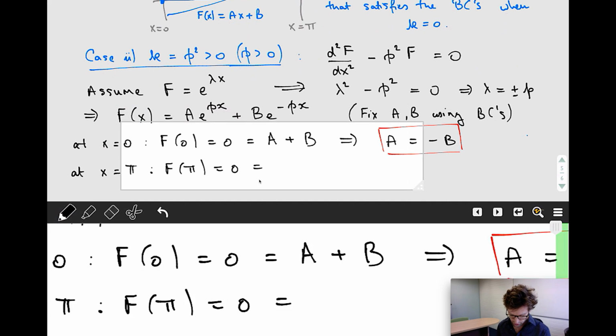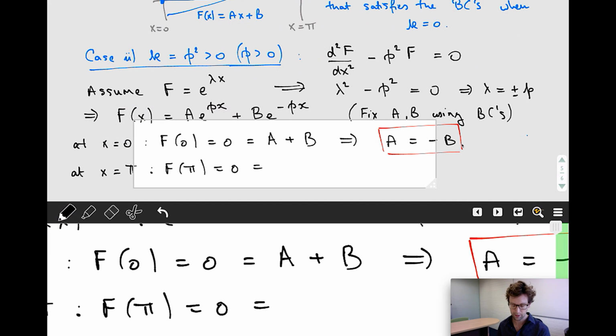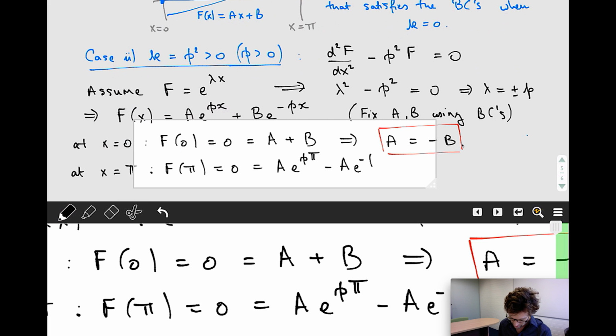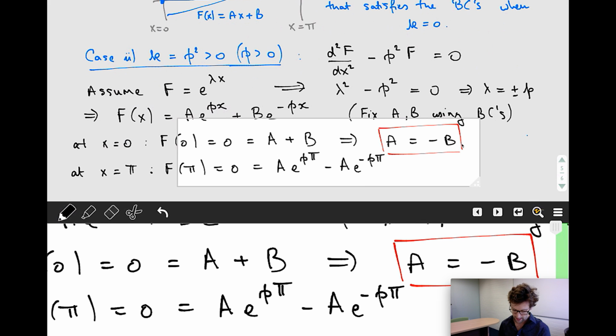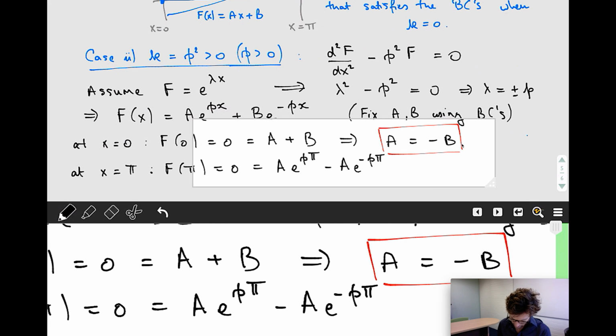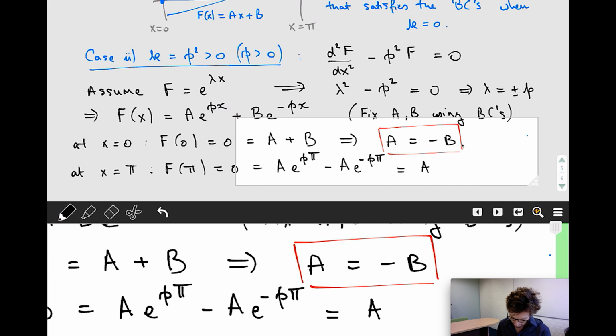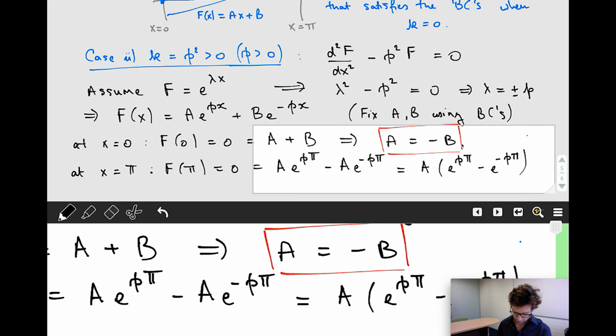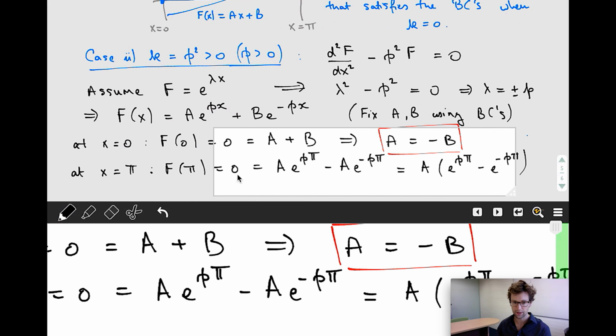So substituting in x is equal to pi and also making use of the fact that a is equal to minus b is going to give me a times e to the p times pi minus a times e to the minus p times pi. So I substituted in x is equal to pi and b is equal to minus a. So I can take out the common factor of a, e to the p pi minus e to the minus p pi. So this is equal to 0. Our boundary condition is that this thing is equal to 0. So I've got something times something equals 0.